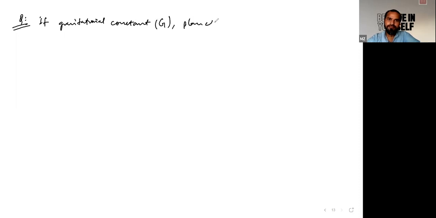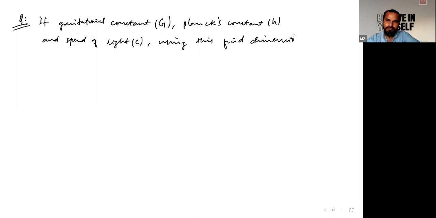Suppose you have another relation, like there would be some question like: if gravitational constant capital G, Planck's constant h, and speed of light c are given, using these find the formula, or maybe the dimension, of length. But k is equal to 1.